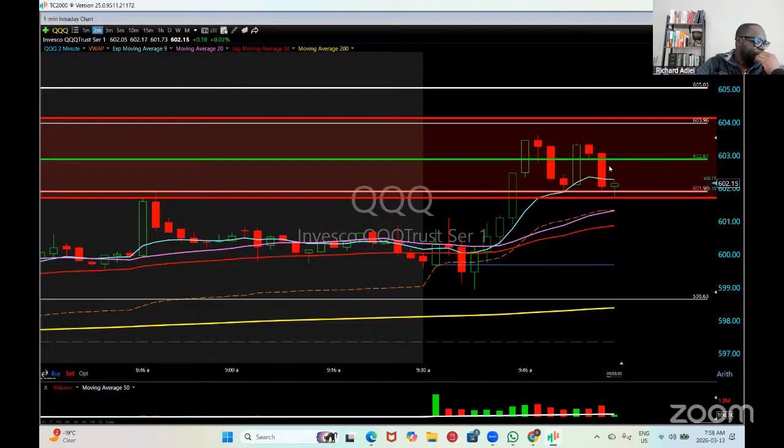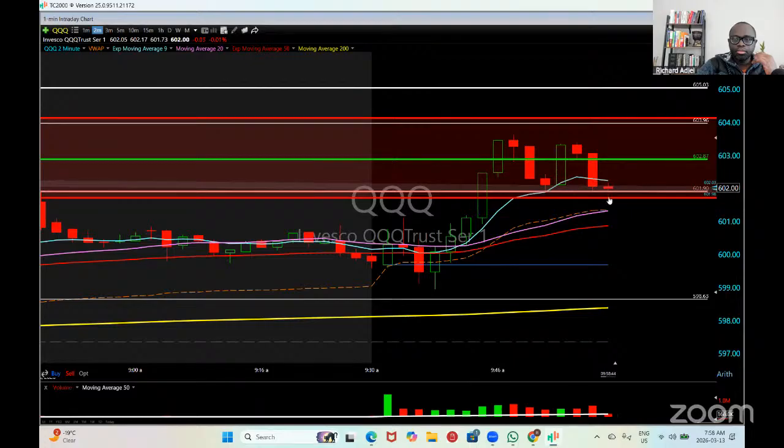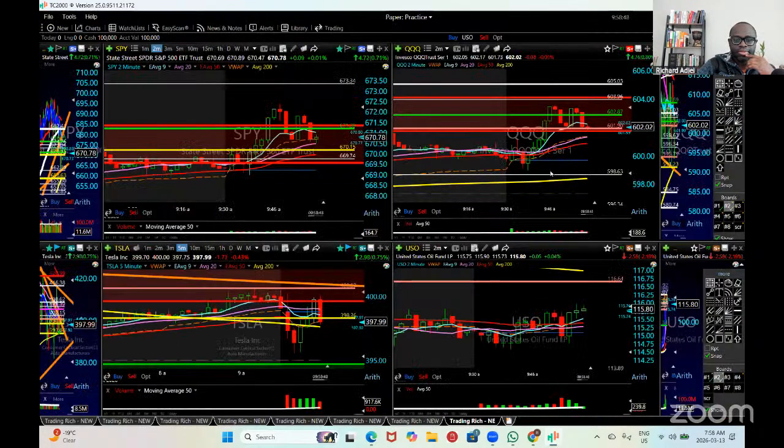So anything I'm doing is more looking for scalps until the floodgates open. Let's see if we can break here. Looking for scalps until the floodgates open.